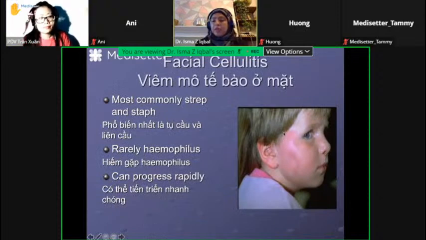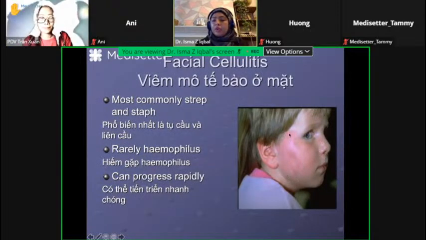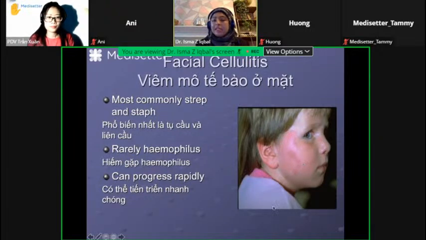Some patients may present with facial redness or swelling, and this is called facial cellulitis or erysipelas.